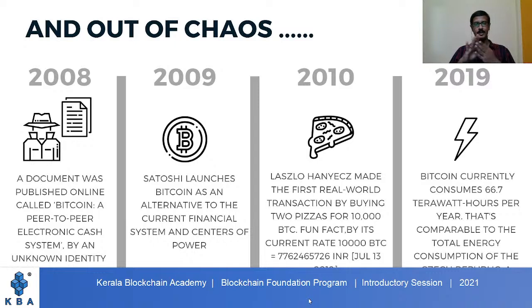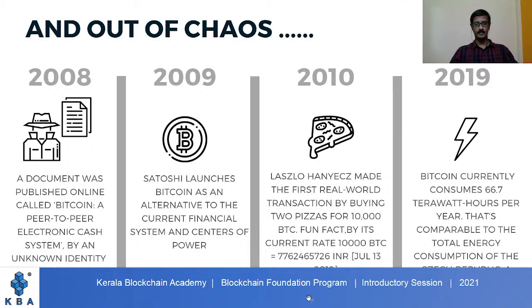Next, slowly people started learning about this new kind of financial system, and people started trading or exchanging this currency for some value. So in 2010, the first real transaction, buying 2 pizzas for 10,000 BTC, was done. The fun fact is that the current rate of 10,000 BTC is much higher. It has a high value these days, so you can calculate how much 10,000 BTC is. And by the end of 2019, Bitcoin consumed a lot of electricity, comparable to the consumption of electricity by certain countries.